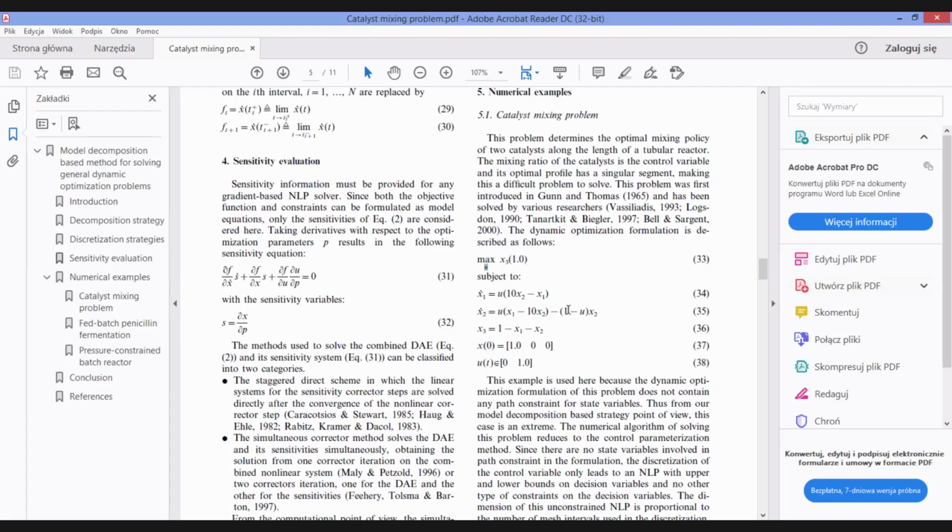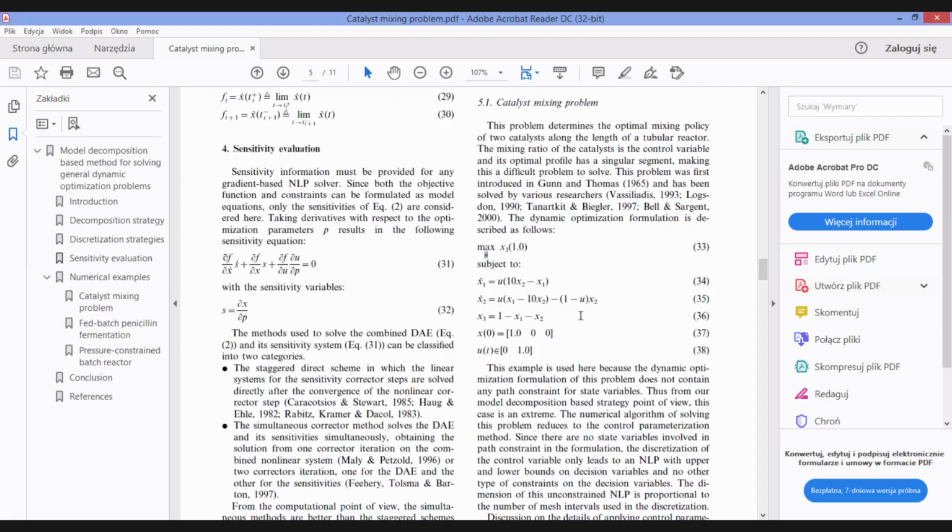And our process is described by two differential equations and one algebraic equation. So we can observe that if we would have x1 and x2, we can obtain x3. Moreover, we have initial conditions.